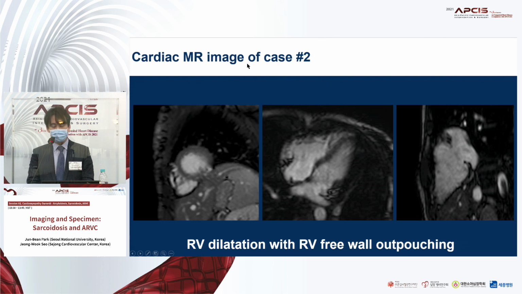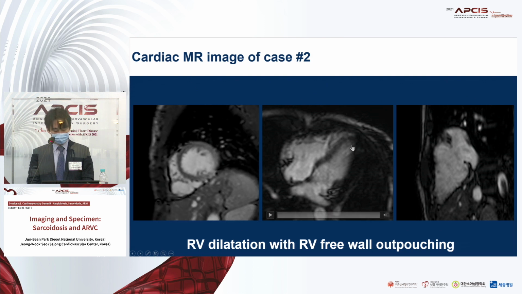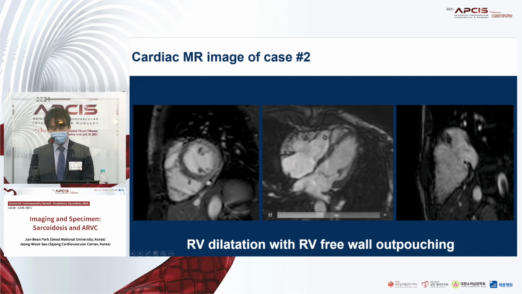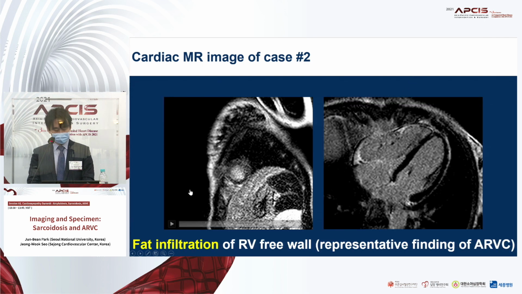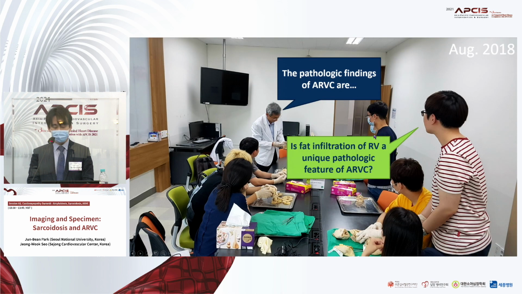This is a cardiac MR image of case number 2. As you can see here, RV dilatation with RV free wall outpouching is noted. And we know that one representative finding of ARVC is fat infiltration of the RV free wall. So I have one question for Professor Seo. Could you explain the pathology findings of ARVC, and what is your opinion on whether fat infiltration of the RV can be a unique pathologic feature of ARVC or not? Thank you very much.